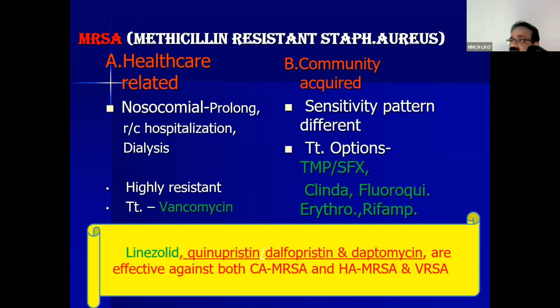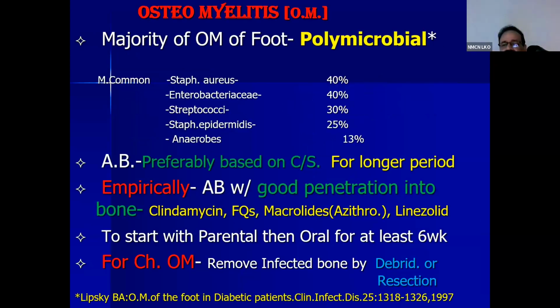And what are the antibiotics to be given? Infection-wise they can be divided in two. One is healthcare related, the other community acquired. In healthcare related, vancomycin is the drug of choice. But now there are vancomycin resistant cases also coming. They are VRSA. And if it is community acquired MRSA, then you can give clindamycin, fluoroquinolone, erythromycin, and rifampicin also. Nowadays, nobody gives trimethoprim and sulfamethoxazole because we have safer drugs available. And if there is either of the two or VRSA, then linezolid, quinupristin-dalfopristin, or daptomycin can be given.